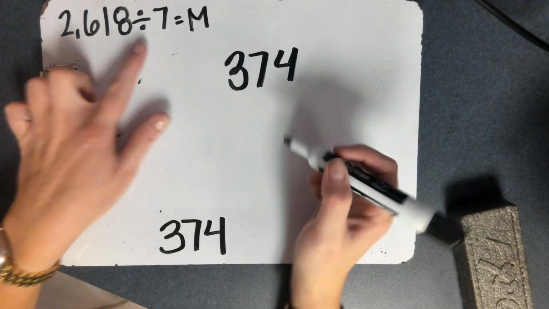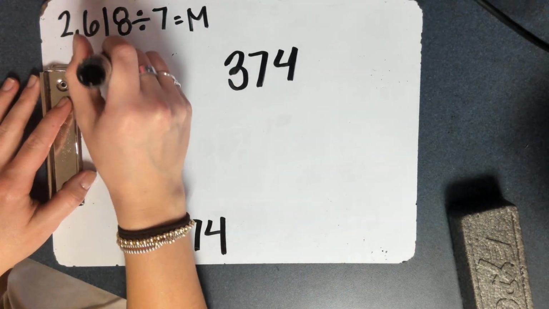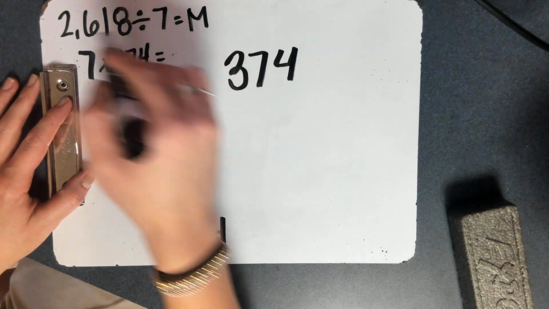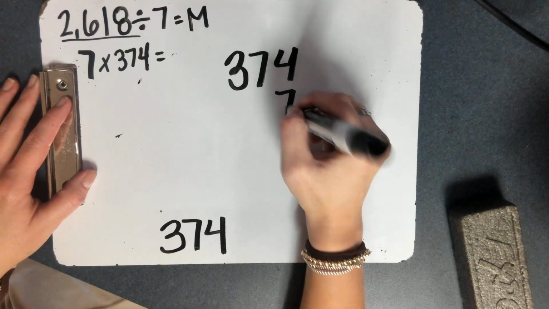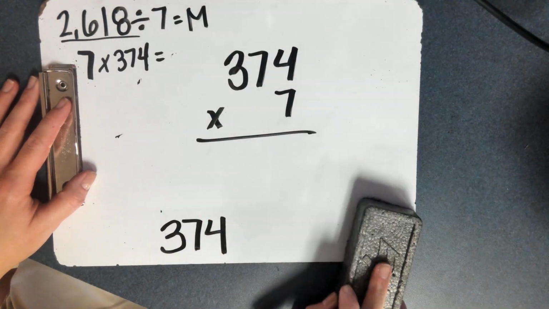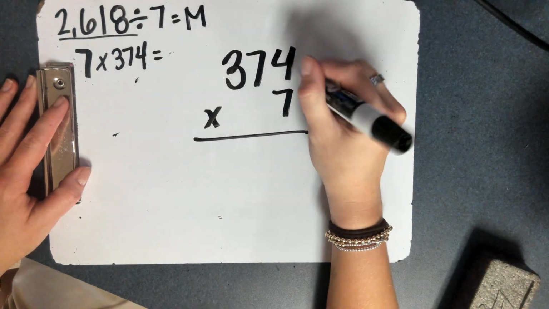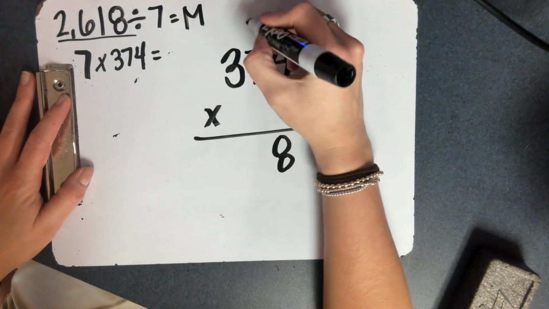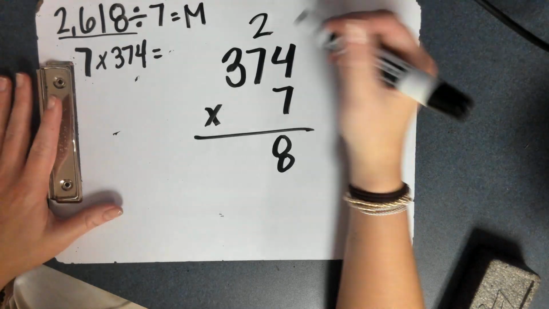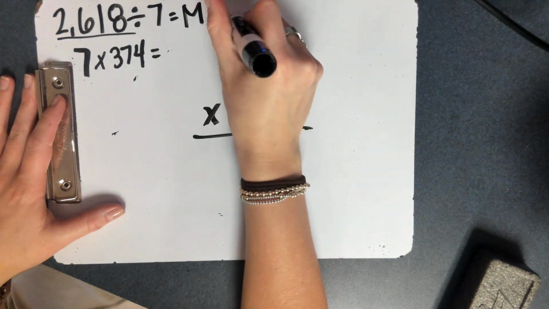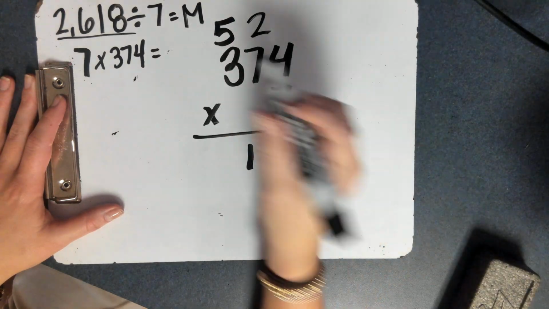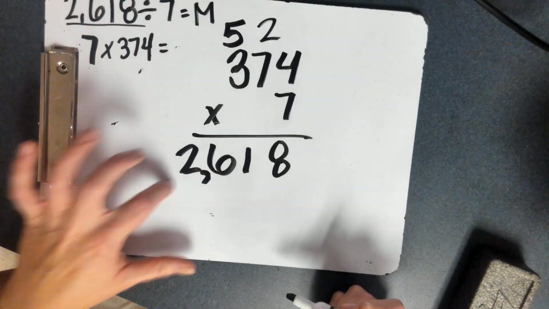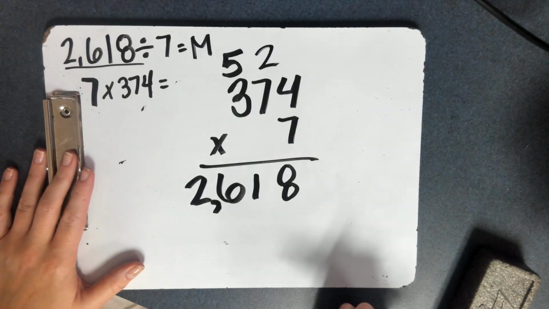Another thing, if you really want to go above and beyond, take your answer and put it in the opposite operation. Now that we know that 7 times 374 should equal our dividend, let's check it out. And we can do standard algorithm multiplication for a one-digit number. 7 times 4, there's that 28 again. 7 times 7, 49, 50, 51. 7 times 3 is 21, plus those 5, plus that 5. And now I even checked my answer.